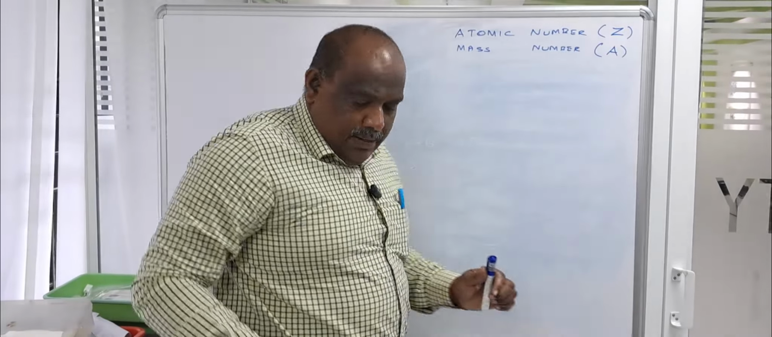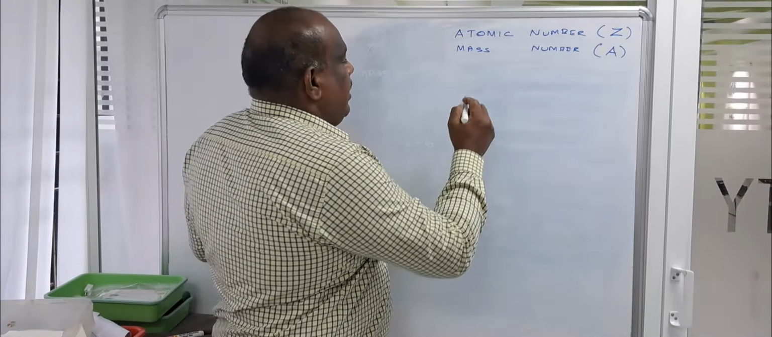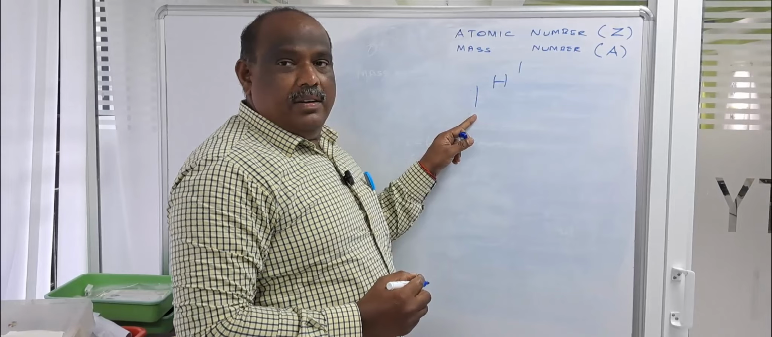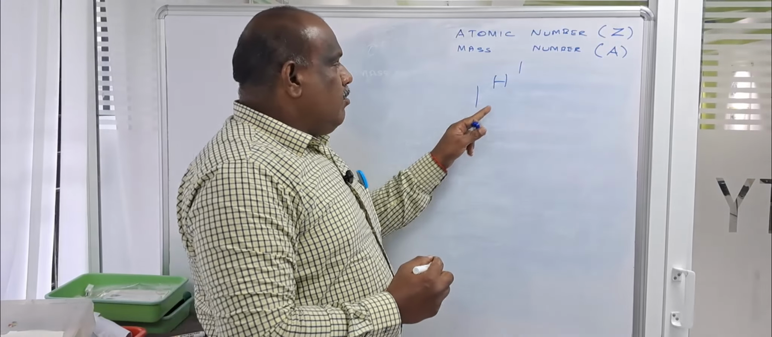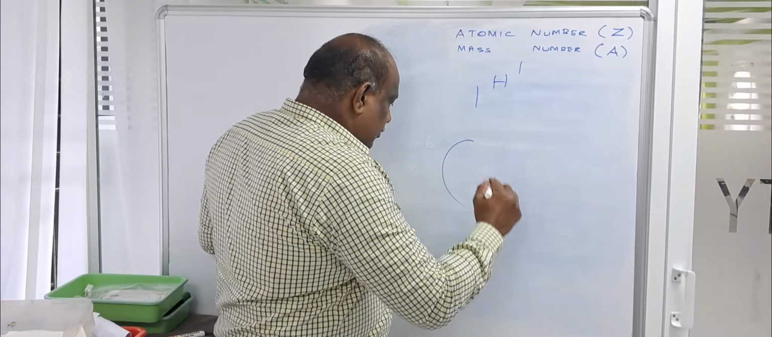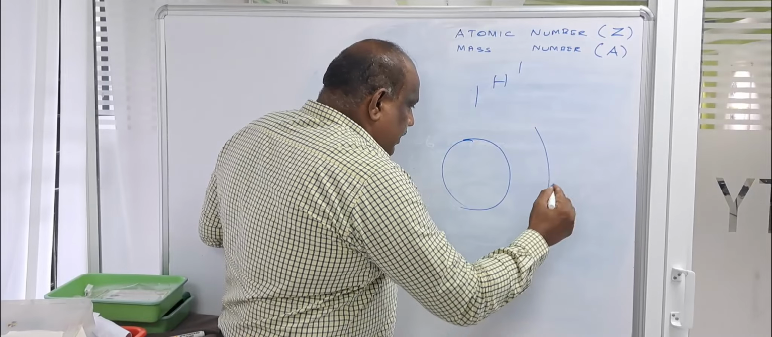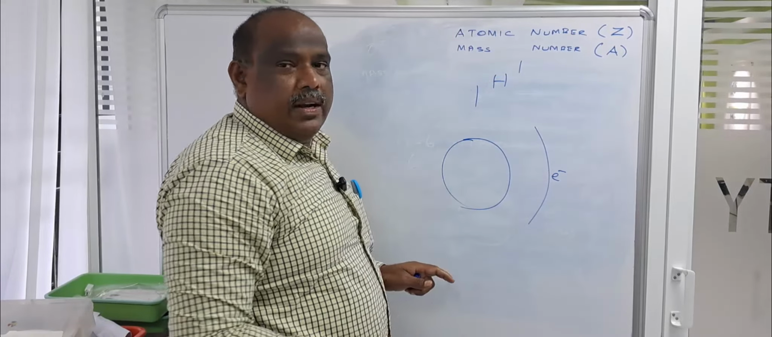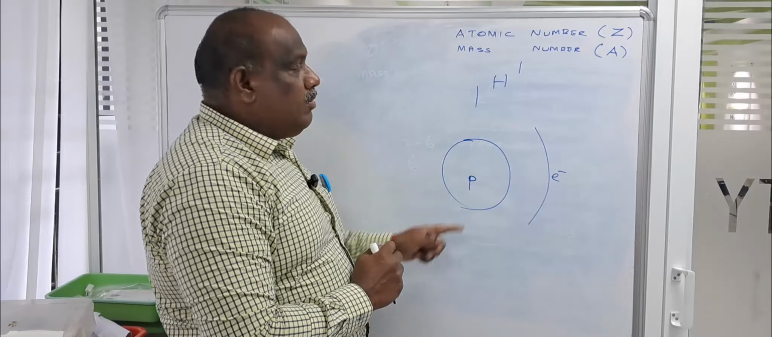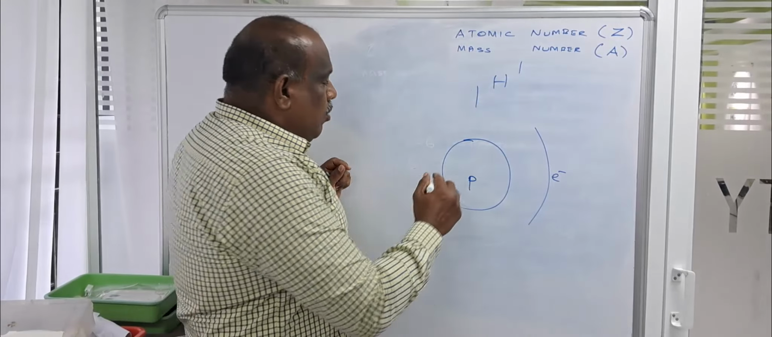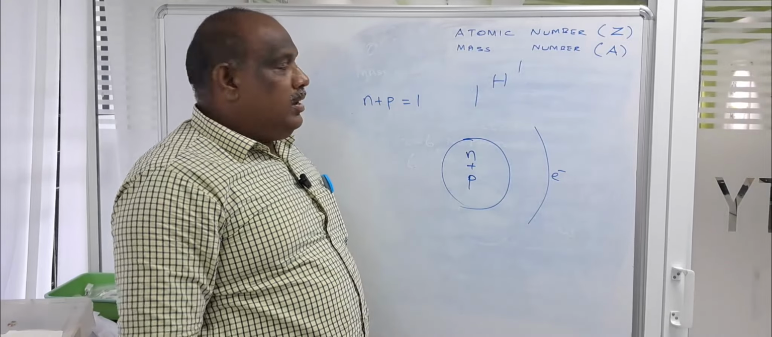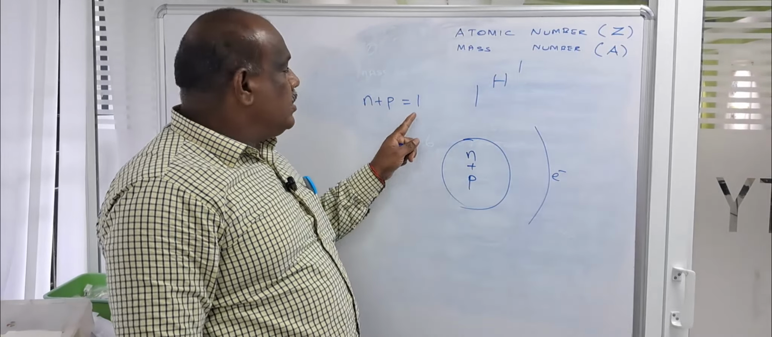Now let me take another example. In the case of hydrogen, 1H1. What is this one? Atomic number. What is this one? Mass number. Okay. So in the first orbit, there is only one electron. One electron means how many protons? One proton. What is the mass number of hydrogen? Number of neutrons plus number of protons is equal to what? One. So mass number equals number of neutrons plus number of protons, which is equal to 1.